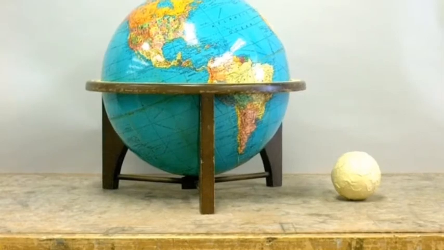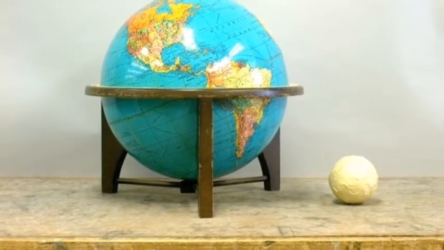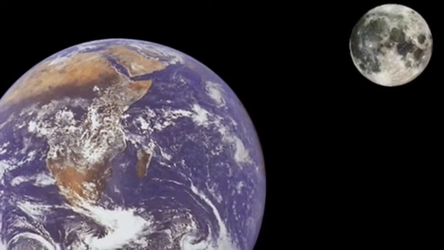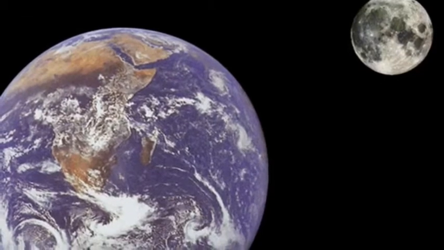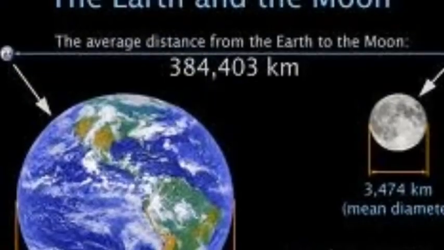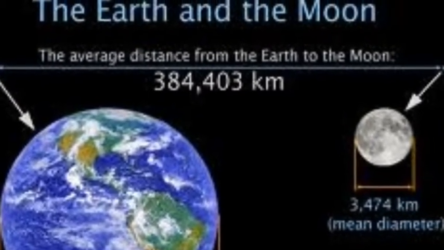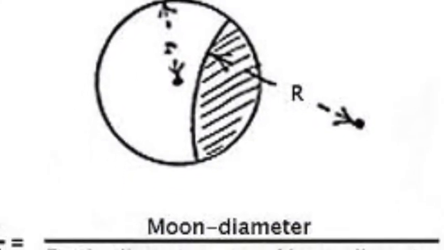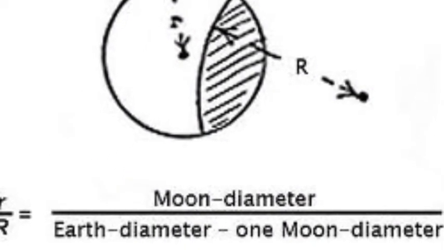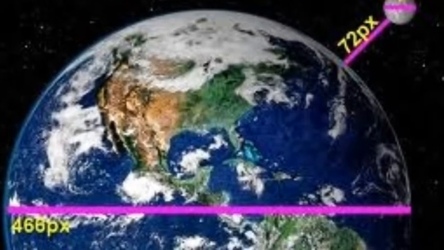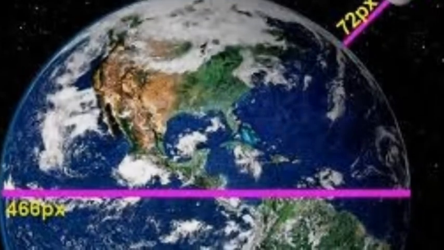A good pair of objects that would make a good scale model of the Earth and the moon would be a basketball and a baseball or softball. The distance between Earth and the moon is much larger than either the moon or Earth. But how much larger is it? Well, if we divide the distance between Earth and the moon by the Earth's diameter, we get about 30. So this means that you could fit approximately 30 Earths into the space between Earth and the moon.